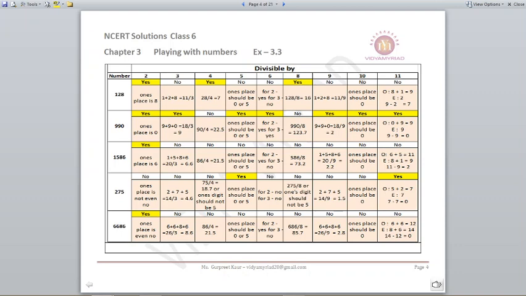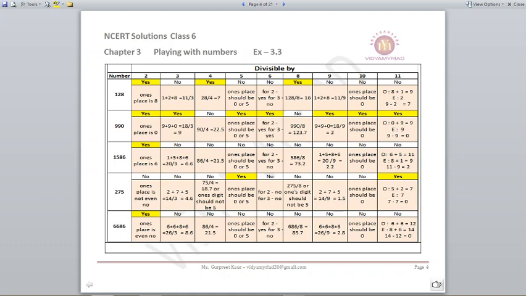For example, let us take the first one, 128. For it to be divisible by 2, what should happen? The ones place is 8, or it should be an even number, then it will be divisible by 2. In case of 3, I need to add all the digits and divide by 3, so it is no. In case of 4, I will take only the last 2 digits, that is 28. It is divisible, yes.